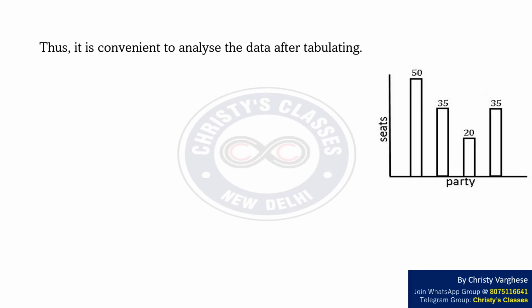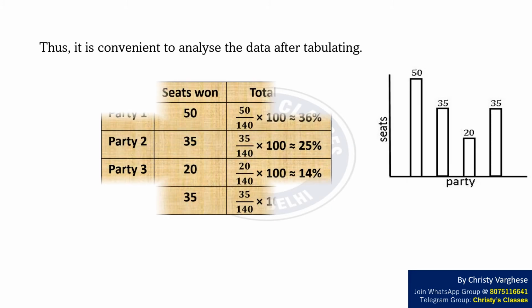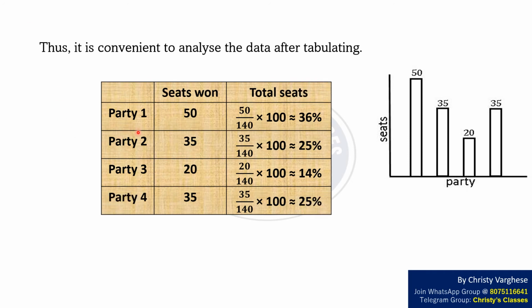Thus, it is convenient to analyze the data after tabulating, and this is our tabular column. Here we can see that for Party 1, the seats won is 50 and the total seats is 50 divided by the total number of seats, that is 140, into 100, which is approximately equal to 36%. For Party 2, the number of seats won is 35 and the total seats is 35 divided by 140 into 100, which is approximately equal to 25%.